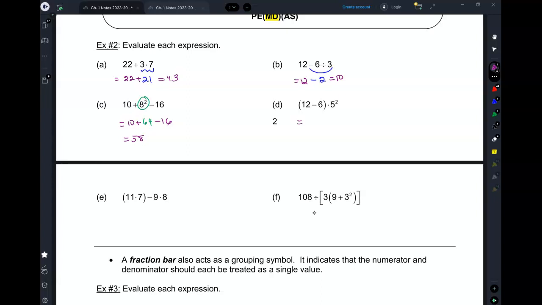You do the parentheses first. Parentheses first, so 12 minus 6 is 6 times 25. Okay, 6 times 25. So here, 4 of the 25s will make 100, and then you've got 2 more 25s, okay? 4 of the 25s is 100, 2 more 25s is 150. So all of this, you should be comfortable with doing by hand, like without a calculator, okay?